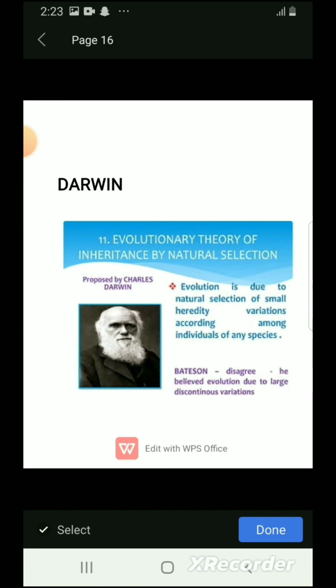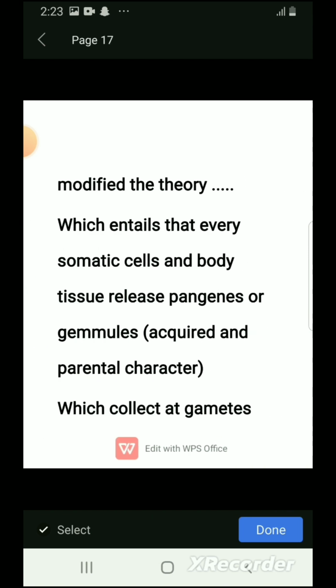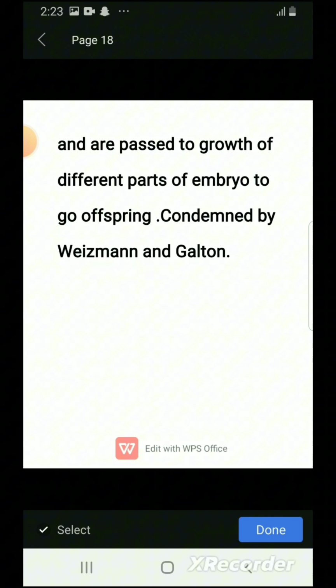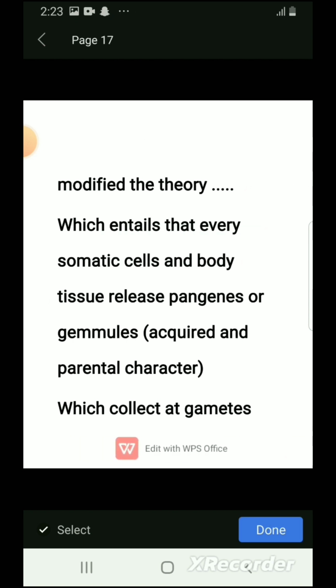We also have Darwin's theory. So I'm going to read this small text we have here. Darwin actually modified this pangenetic theory, and he said that every somatic cell and body tissue releases pangenes or gemmules, which are parental characters, which collect at the gametes and are passed to the growth of different parts of the embryo to give the offspring. So what is he trying to say?